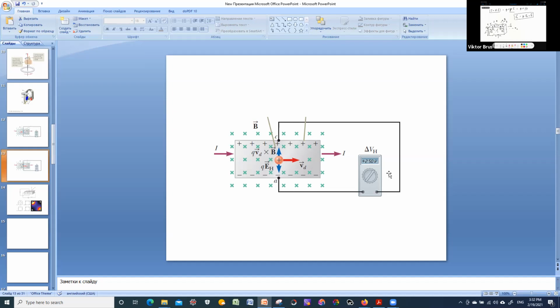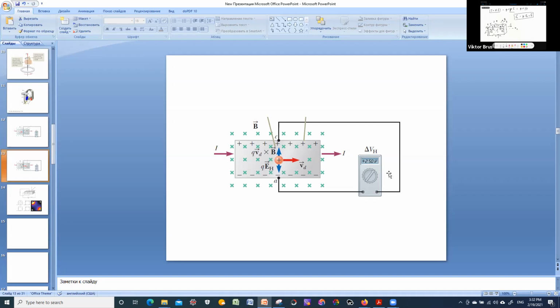It's either electrons, which are negatively charged particles, then the Hall voltage should be negative. And it could be holes, positively charged, and in that case our experimentally measured Hall voltage will be positive. So taking this into account, we already can provide quite important information about the conductor which we investigate.